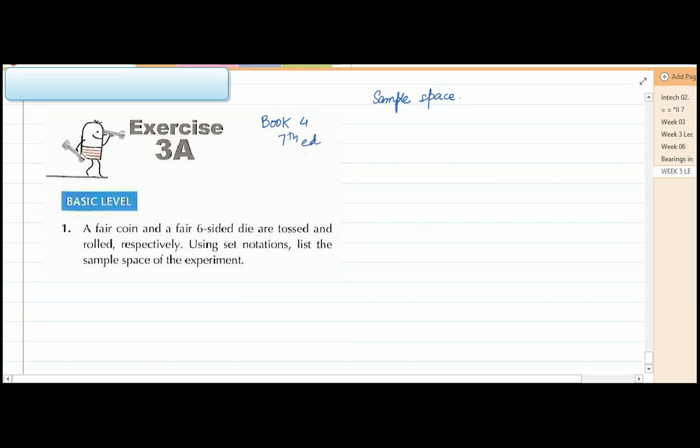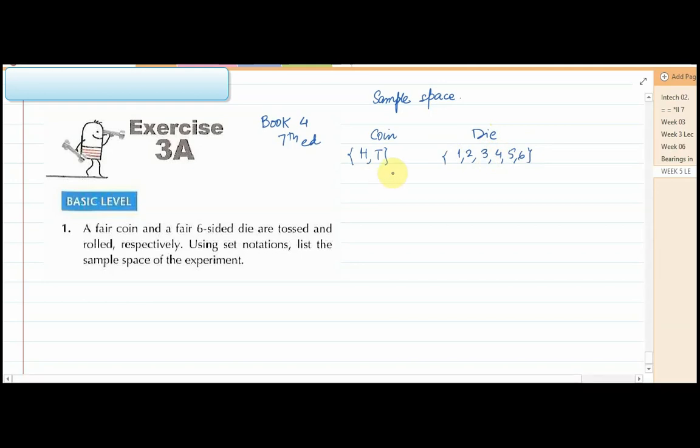It says a fair coin and a fair six-sided die are tossed and rolled respectively. Now if you talk about the coin, there are two possible outcomes, that is head and tail. And if you talk about a die, then there are six possible outcomes, and that is 1, 2, 3, 4, 5, 6, right? The question says, using set notations, list the sample space of the experiment.